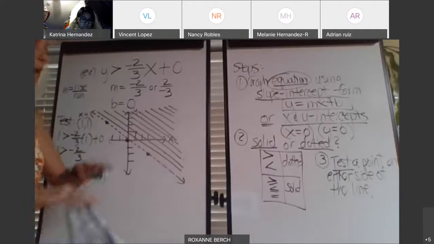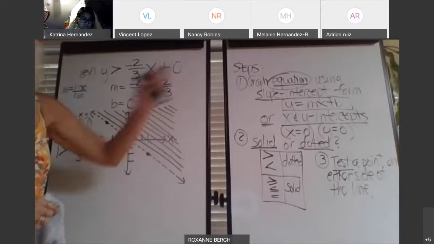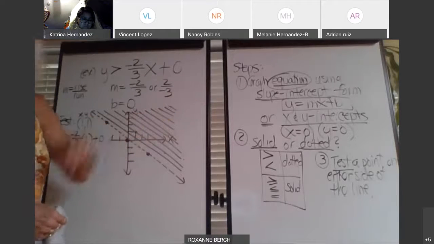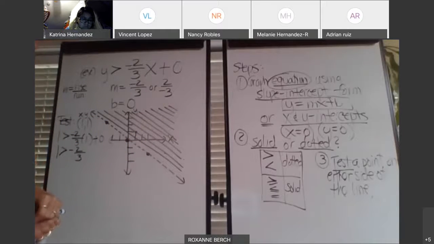All right, now, what I did is I just reviewed slope-intercept form and the x and y intercepts using graphing inequalities, linear inequalities. All right, now, let's do a couple more reviews here before I get into the systems. Anybody have a question?